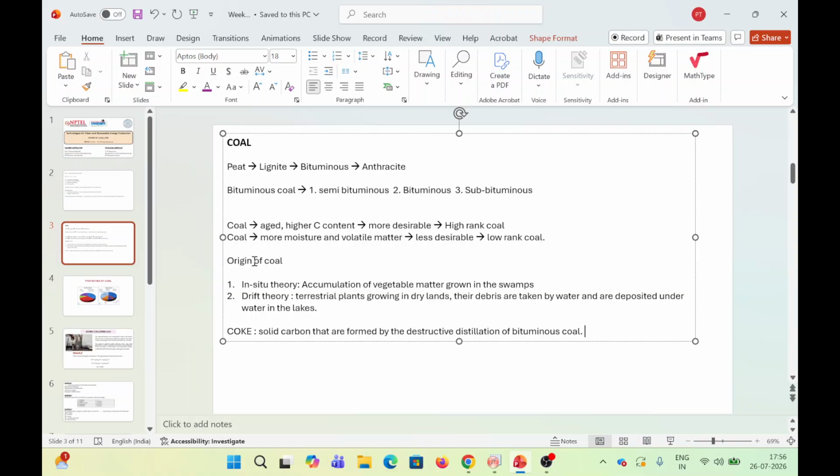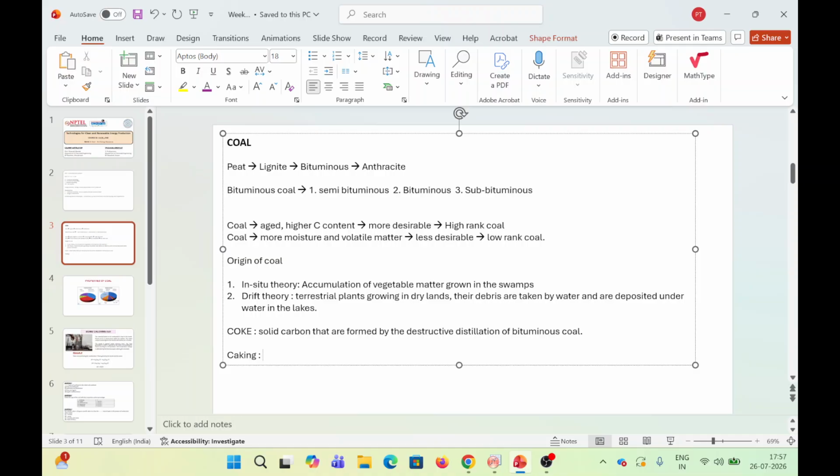There is another process which is called caking. Here the coal is heated in the absence of air, and then the coal swells with a coherent residue. This process is called caking, and the coal produced through this process is called caking coal. So this coal is actually used in the steam turbine.